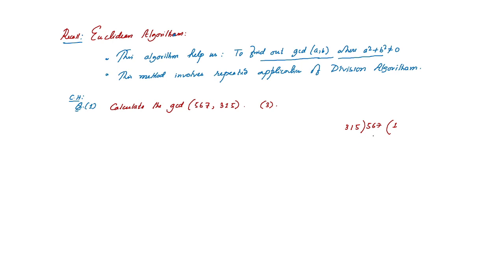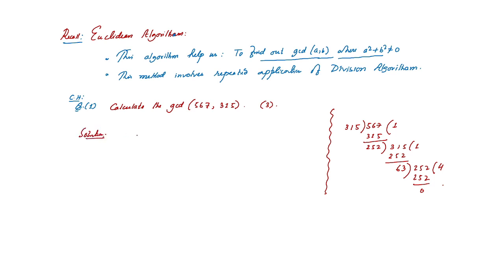So this number will be 315, that means the remainder will be 252. Again you will divide 315 by 252, and that will be 63. Again you will divide. We have done this at school level. So 63 times 4 is 252, the remainder is 0. So we will write this with the help of the division algorithm.